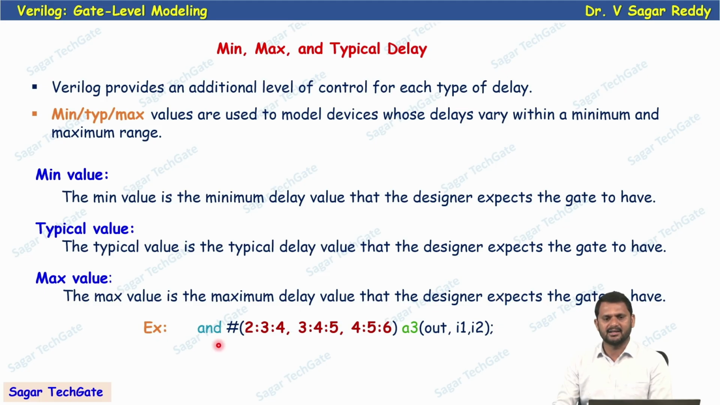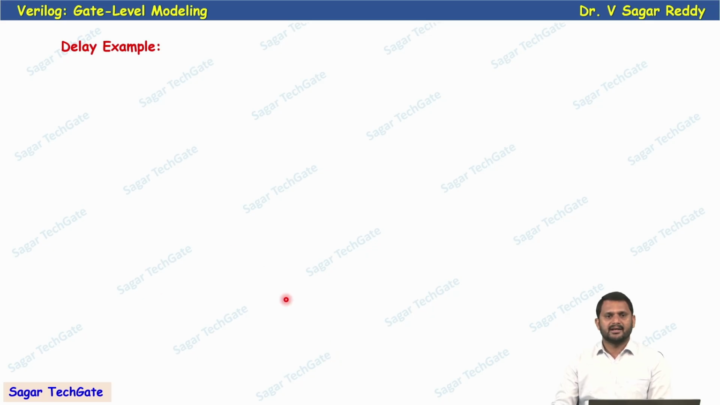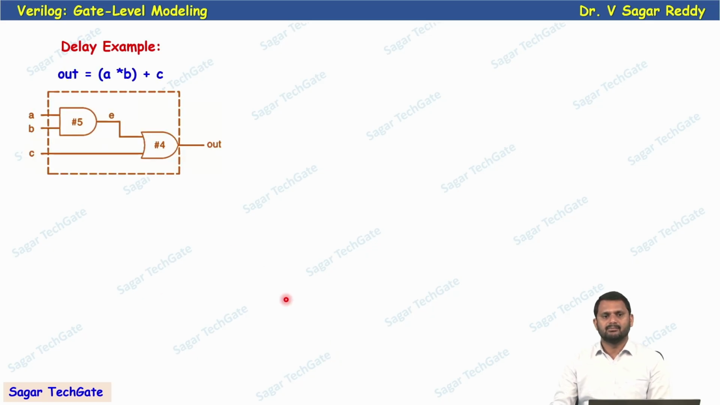Now if I instantiate like this, #(2:3:4, 3:4:5, 4:5:6) A3 (out, I1, I2), the delays are specified in terms of min, typical, and max. This is the minimum rise delay 2, the typical rise delay is 3, and the maximum rise delay is 4, and likewise for fall and turn-off delay. We can specify the rise, fall, and turn-off delay, and also we can specify the minimum and maximum range. So this is another additional level of control for each type of delay. I'll explain one example.